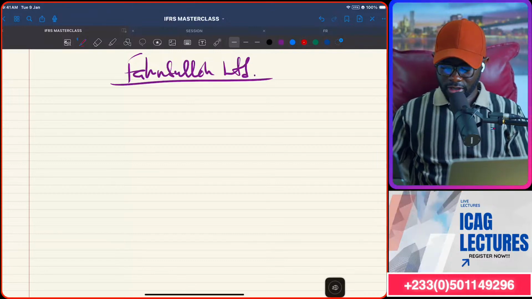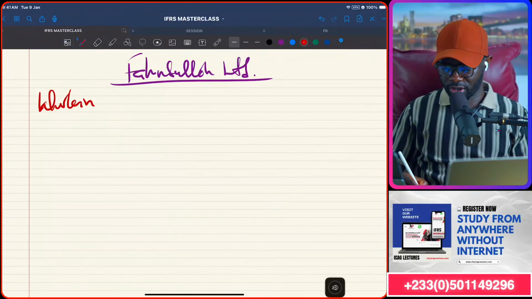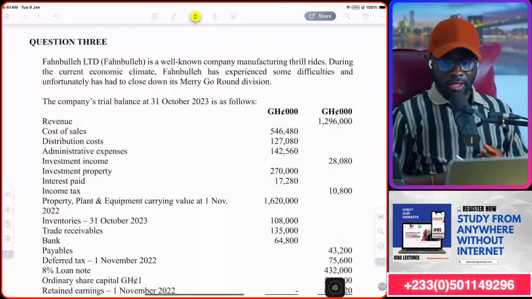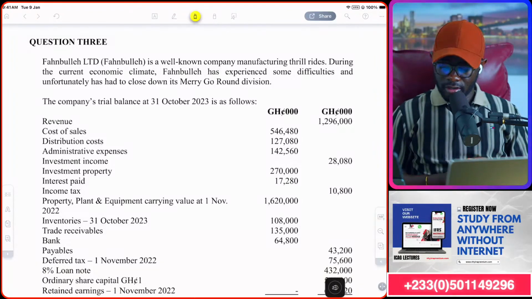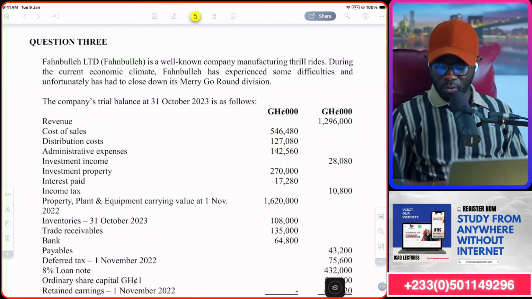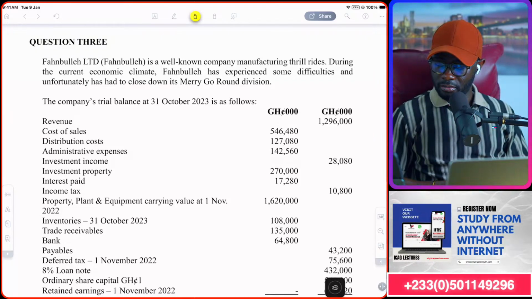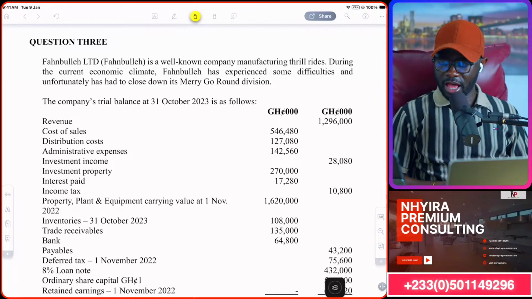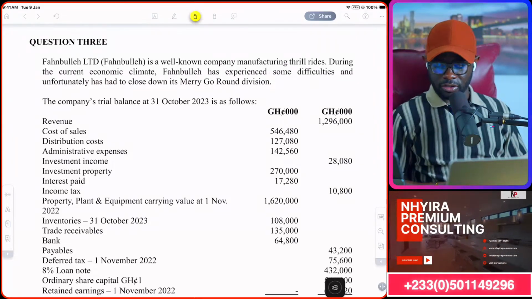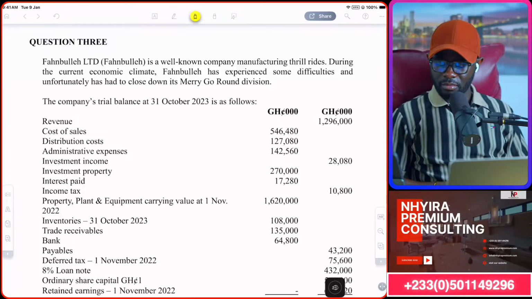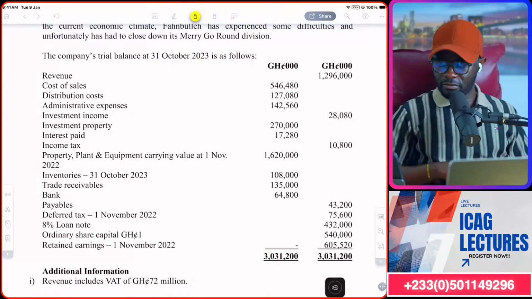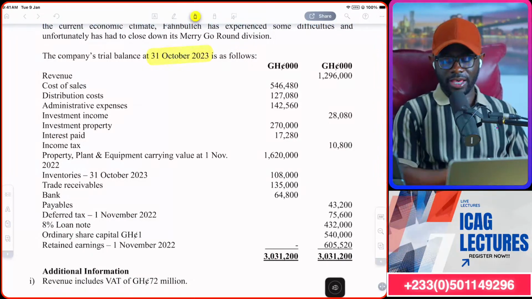Okay. We're going to start with our workings, as always. So let's see. Fan Bella Limited, a well-known company manufacturing trail rides. During the current economic climate, Fan Bella has experienced some difficulties and unfortunately has had to close down its merry-go-round division. Okay. The company's trial balance as of 31st October 2023 is as follows.